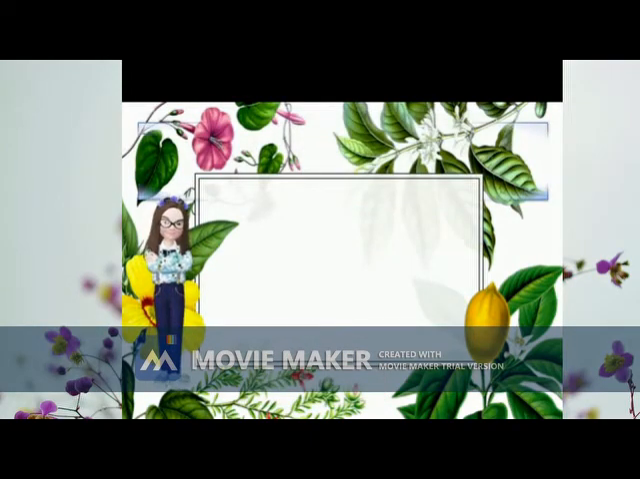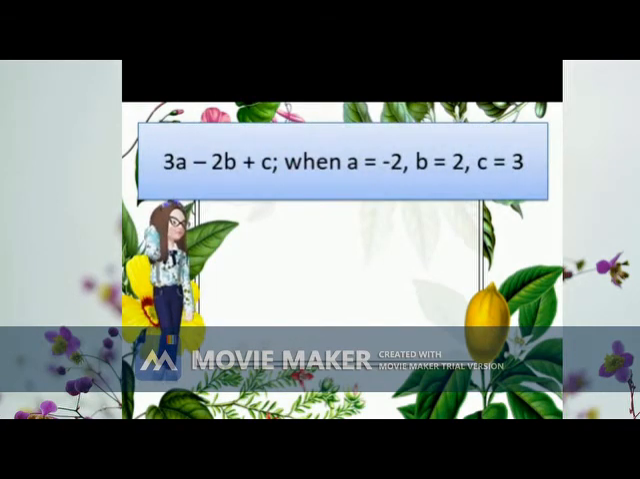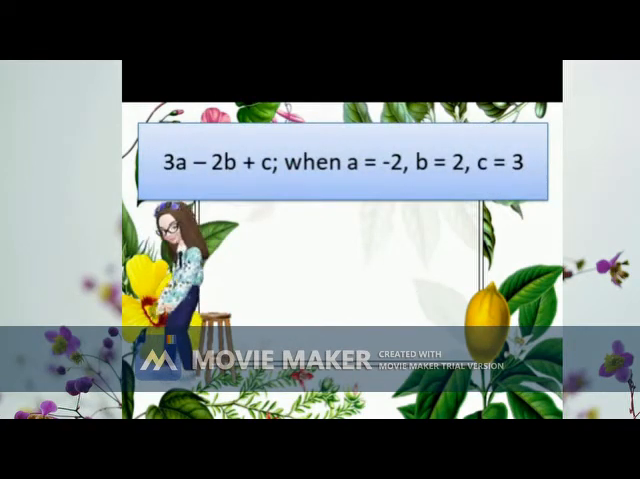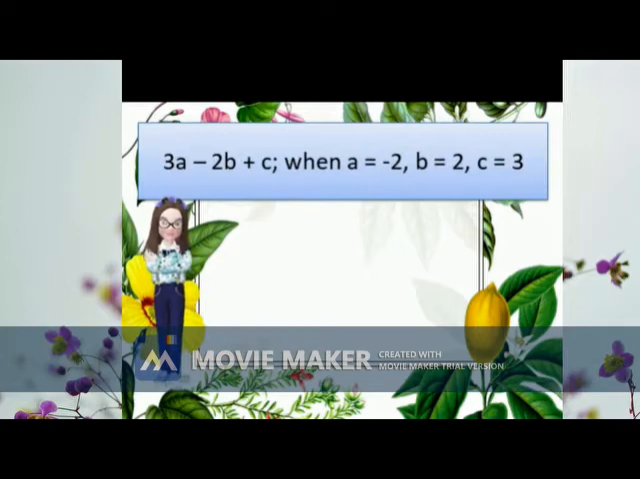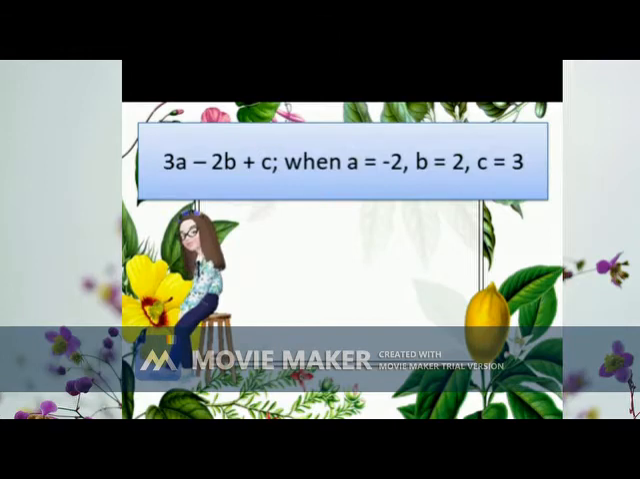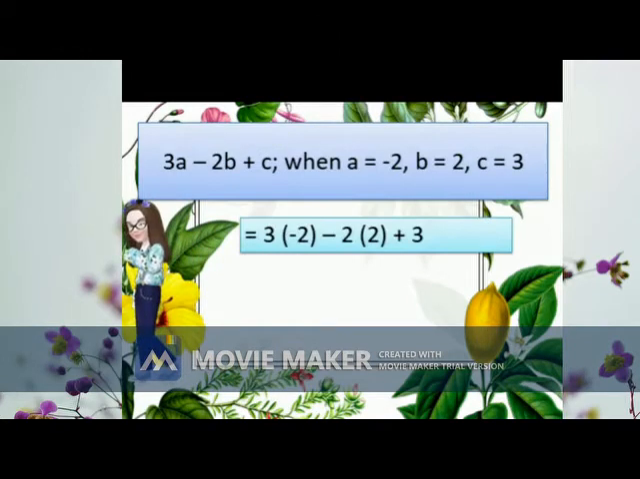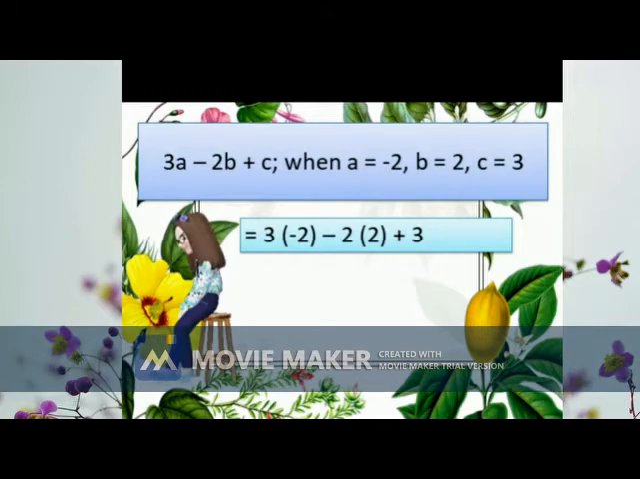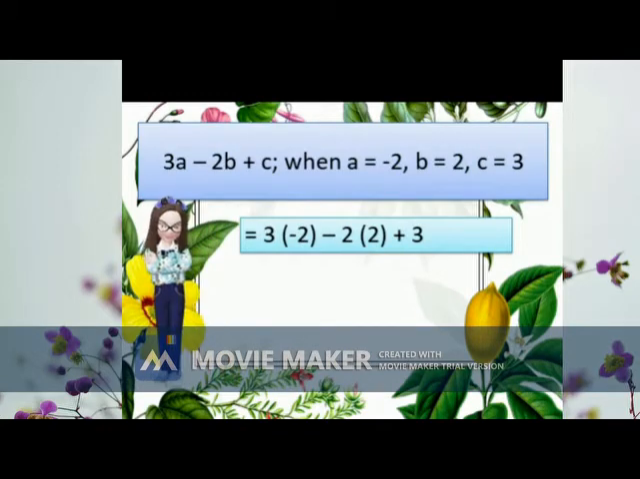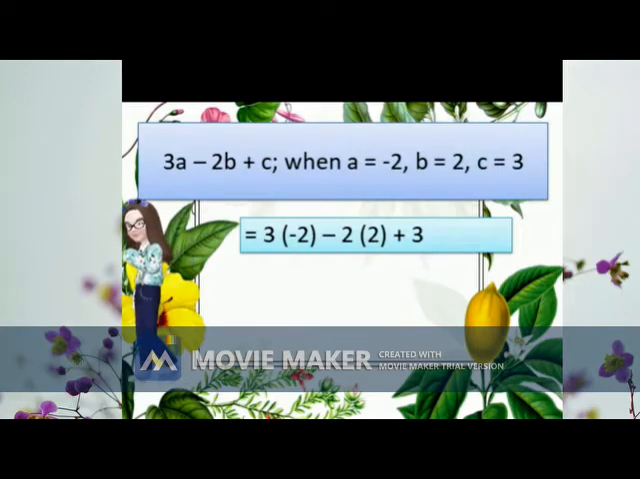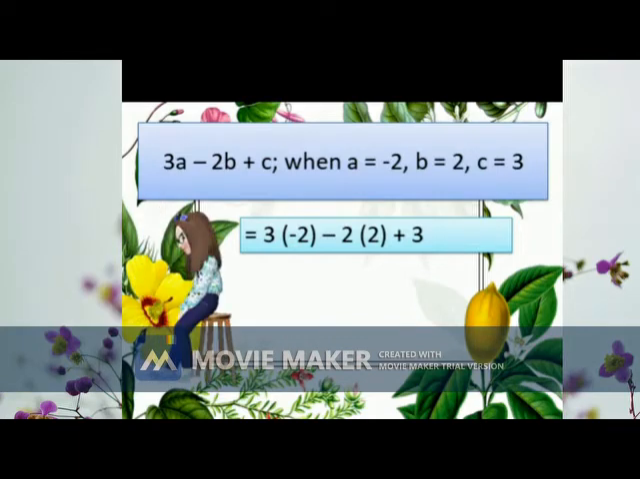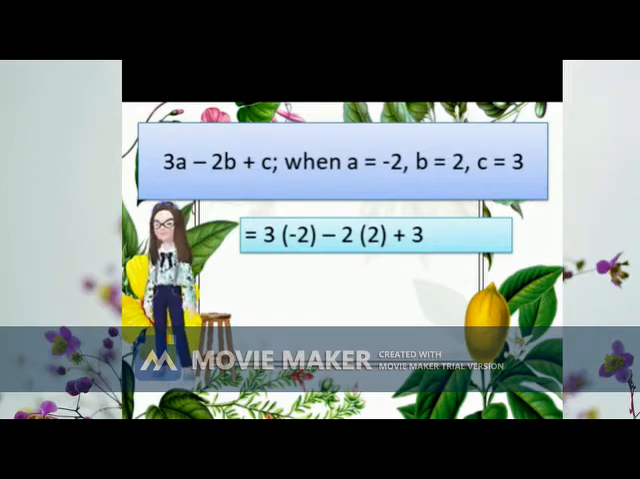Next example, 3a minus 2b plus c. So we have 3 variables now, the a, b, and c. A is for negative 2, b is for 2, and c is for 3. So this is how it will look. 3 times negative 2 minus 2 times 2 plus 3. So it will go continuously since there are no parentheses. So 3 times negative 2 minus 2 times 2 plus 3.